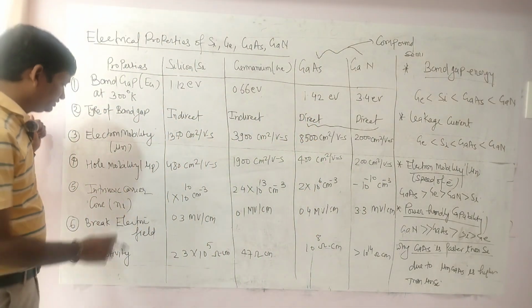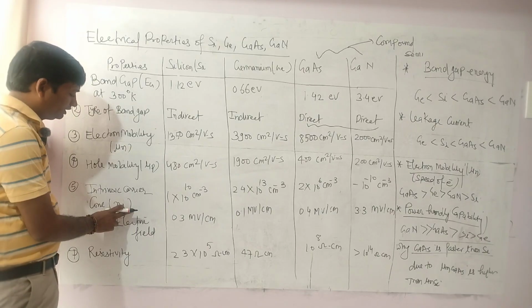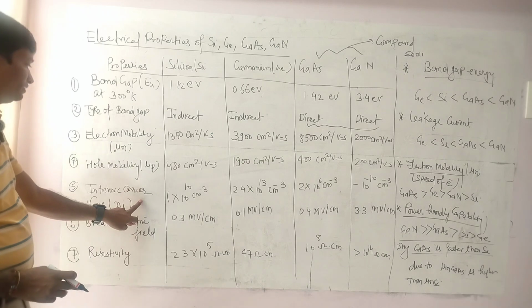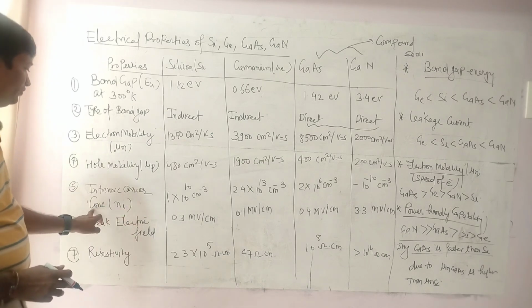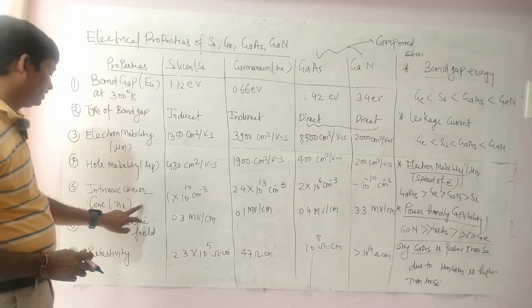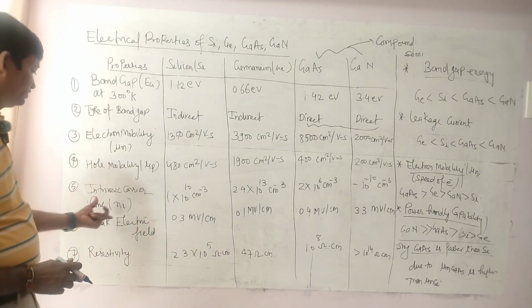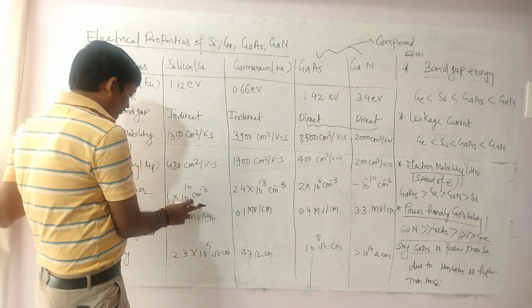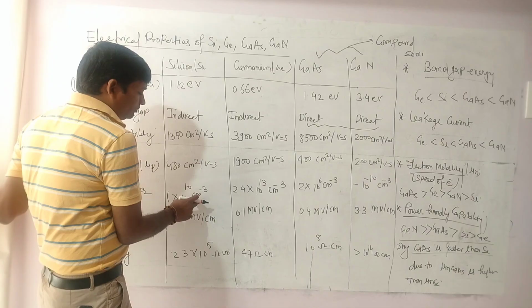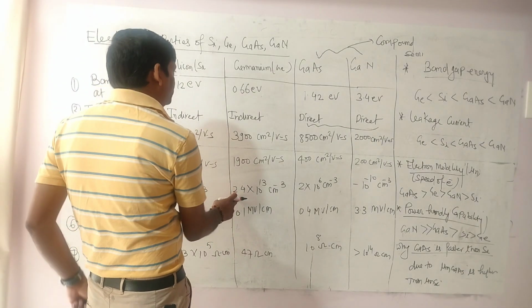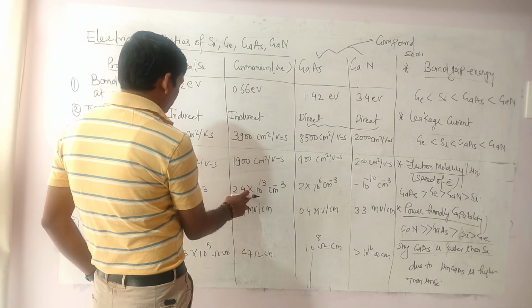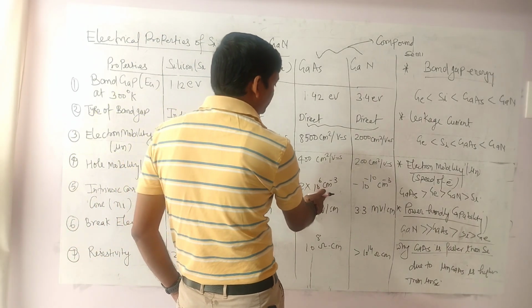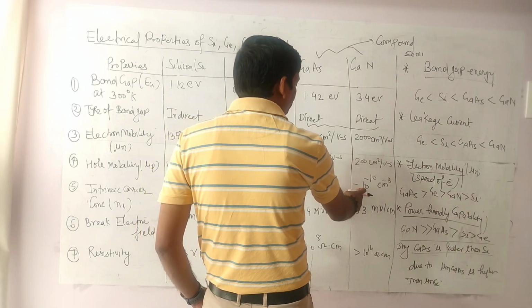Another property is the intrinsic concentration, Ni. It decides the number of charge carriers that exist in any material, so we can calculate the number of charge carriers in any material. The intrinsic concentration for silicon is 1 multiplied by 10 to the power 10 per centimeter cube, for germanium 2.4 multiplied by 10 to the power 13 per centimeter cube, for gallium arsenide 2 multiplied by 10 to the power 6 per centimeter cube, and for gallium nitride about 10 to the power minus 10 per centimeter cube.